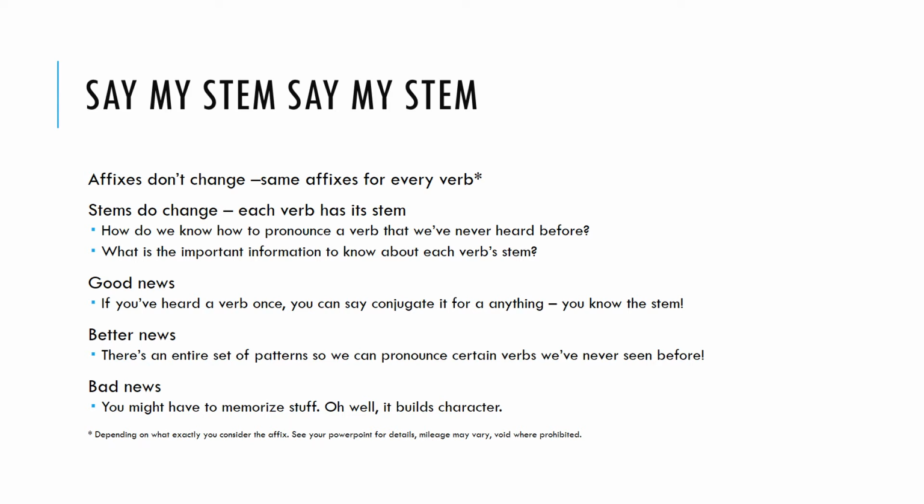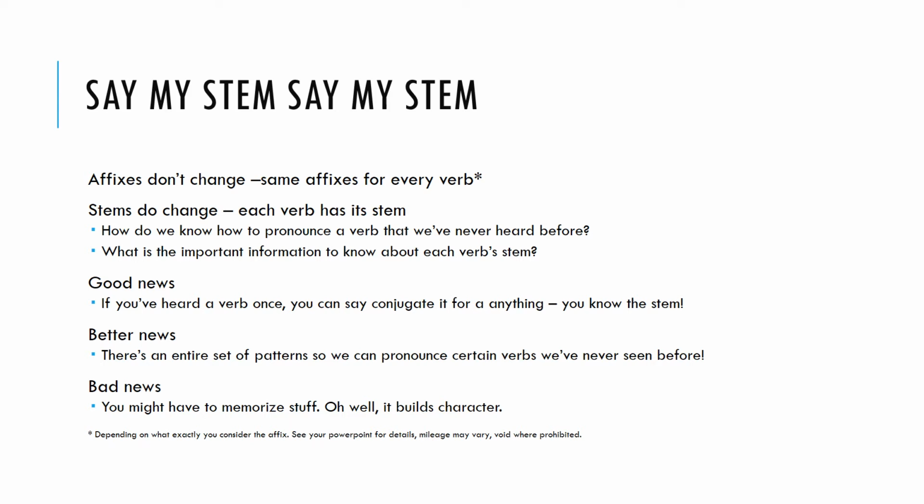Well, how do we know how to pronounce a verb that we've never heard before? And then, if we do hear a verb, what's the important piece of information that we need to focus on in order to know what that verb's stem is? Well, there's good news. If you have heard a verb once, you can conjugate it for any person doing it. You can say who's doing this. If someone says a verb to you, as I do, you can be like, wallahi, you do that? Because you've heard the stem.